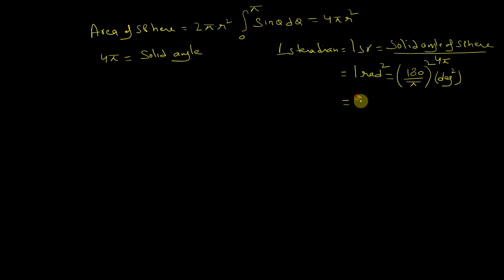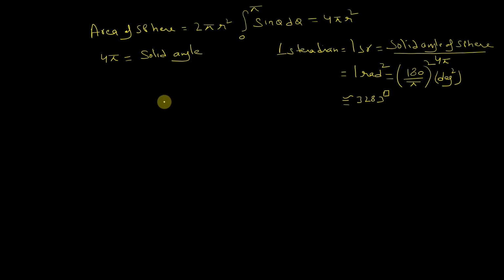You will get approximately 3283 square degree. This is square degree. This is the unit of solid angle. We have already discussed it. Square degree is the unit of solid angle.